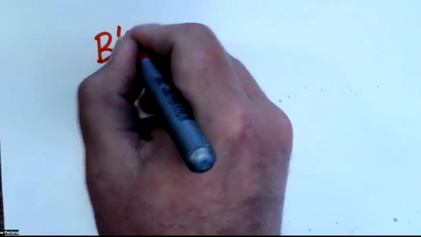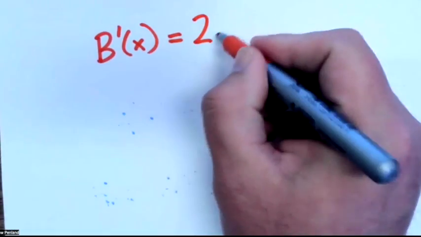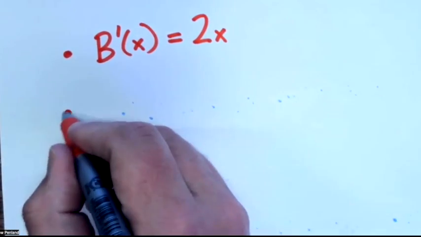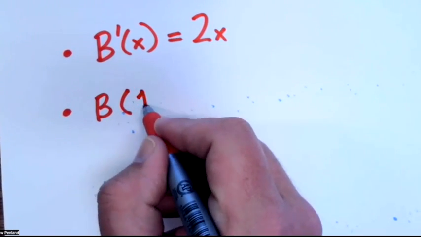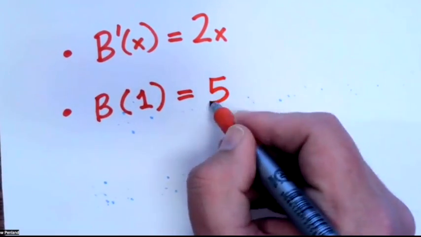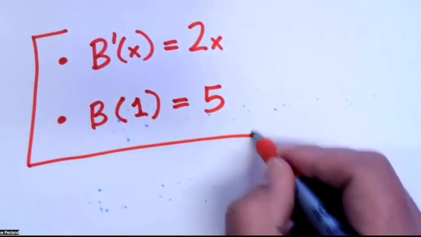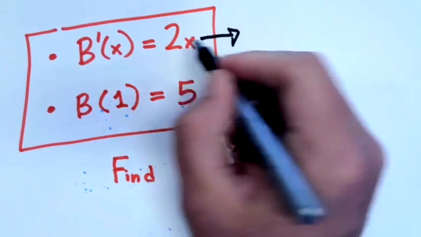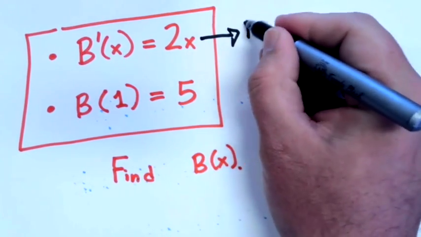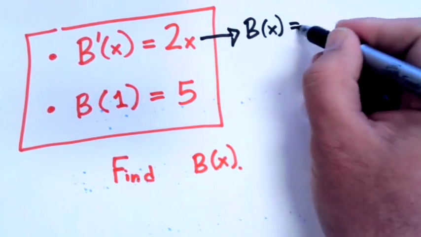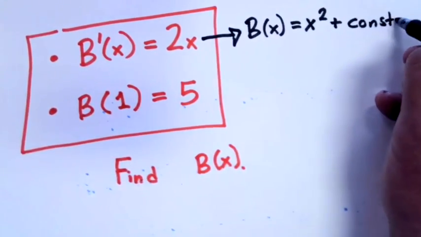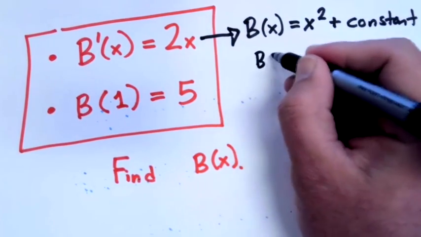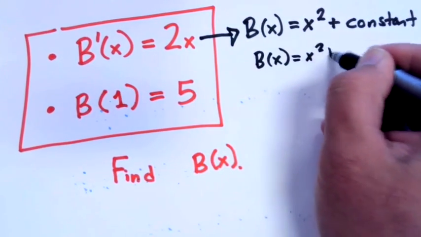What if I said b prime of x is equal to 2x, but I have an additional piece of information. I have an additional constraint. I also know that b of 1 is equal to 5. So now I know two pieces of information. Can you find a b of x for this? From b prime of x equals 2x, we know that b of x has to be equal to x squared plus some constant, because we're doing our reverse derivative. Now, I'm just going to write that as b of x equals x squared plus c.